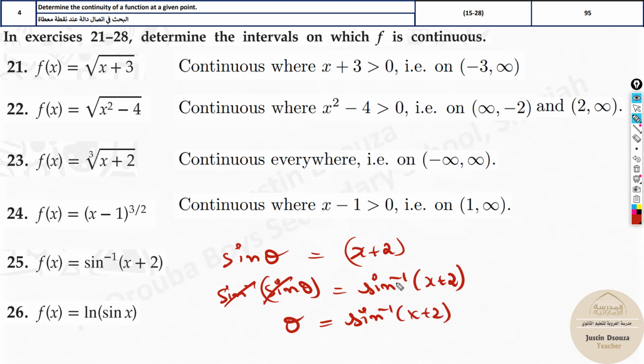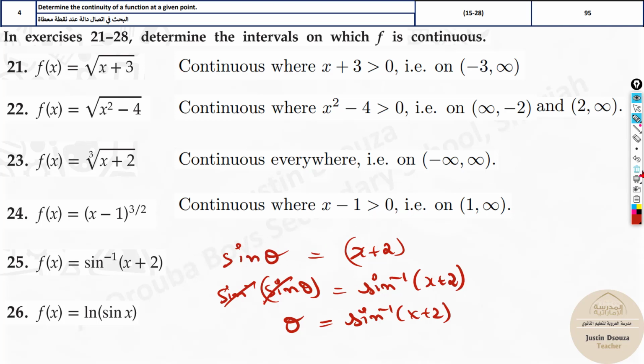Now basically whatever you see over here, x plus 2, is equal to sine theta. Why? Because whatever is over here, imagine it is equal to sine theta. Now take sine inverse on both the sides. This sine cancels. You're remaining with theta and sine inverse of x plus 2. So this is the thing. So what this value, x plus 2, is basically equal to sine theta.